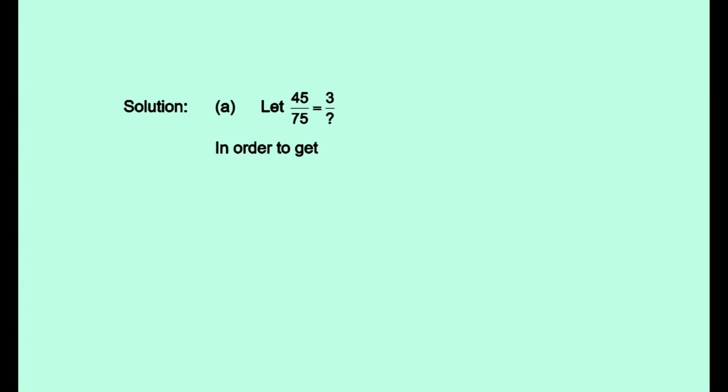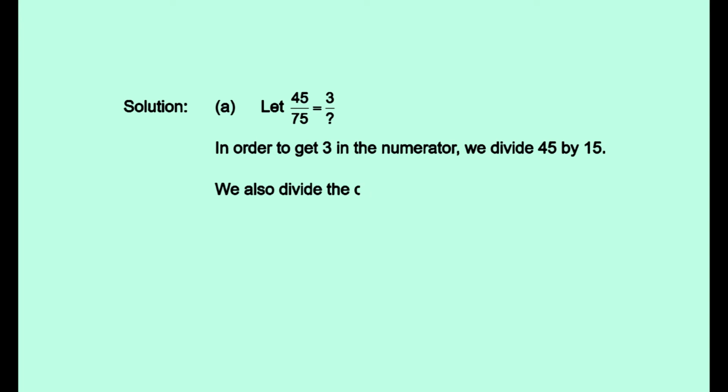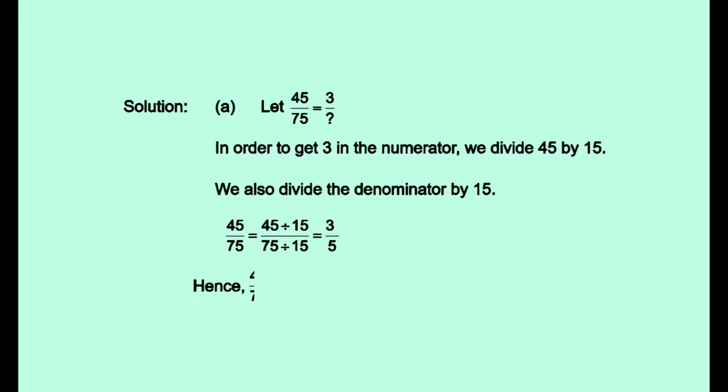In order to get 3 in the numerator, we divide 45 by 15. We also divide the denominator by 15. 45 by 75 is equal to 45 divided by 15 by 75 divided by 15 is equal to 3 by 5. Hence, 45 by 75 and 3 by 5 are equivalent fractions.